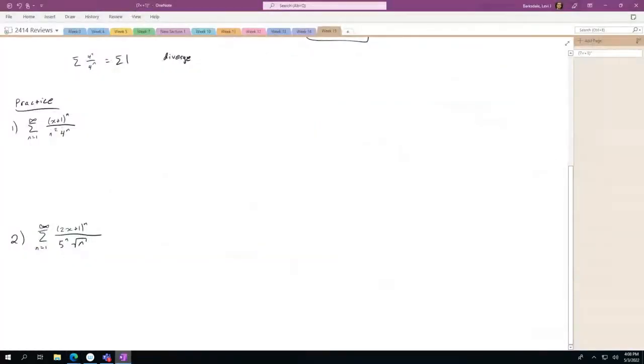All right, let's go over these problems. Again, we're just going to be applying the ratio test. For the first one, we take the limit as n goes to infinity of a sub n plus 1, so (x plus 1) to the n plus 1, this time over (n plus 1) squared times 4 to the n plus 1, times the reciprocal, which is n squared times 4 to the n over (x plus 1) to the n.